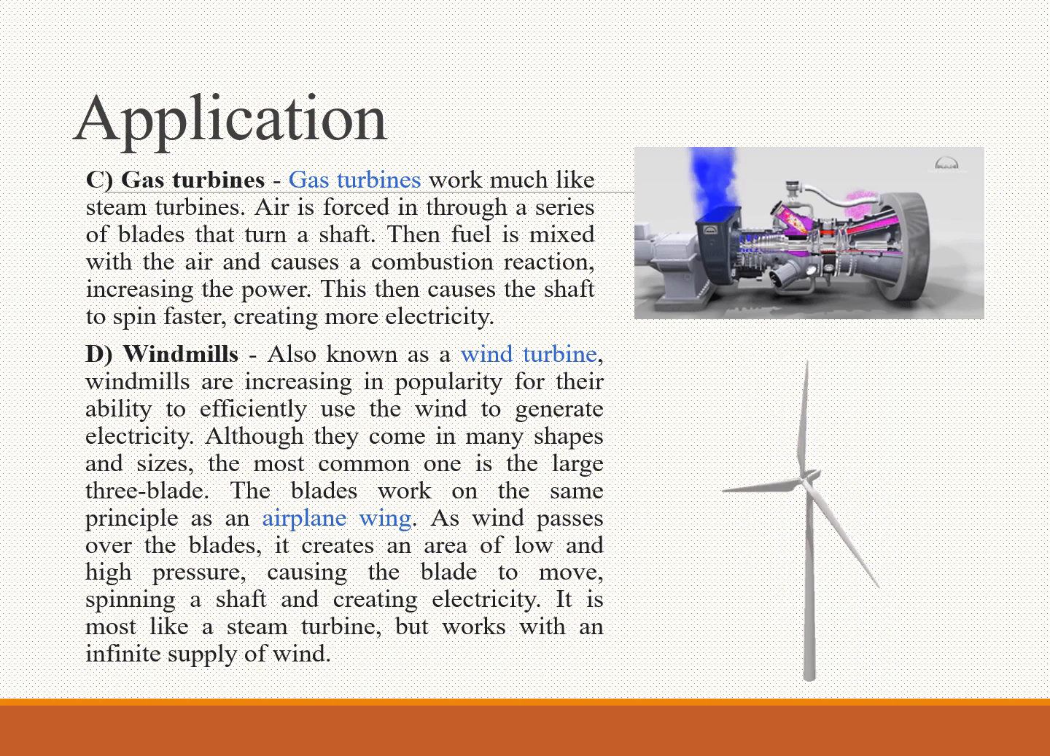The blades work on the same principle as airplane wings. As wind passes over the blades, it creates an area of low and high pressure, causing the blade to move, spinning a shaft and creating electricity. It is more like a steam turbine but works with an infinite supply of wind.